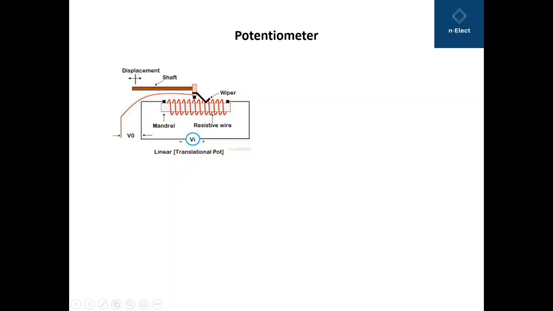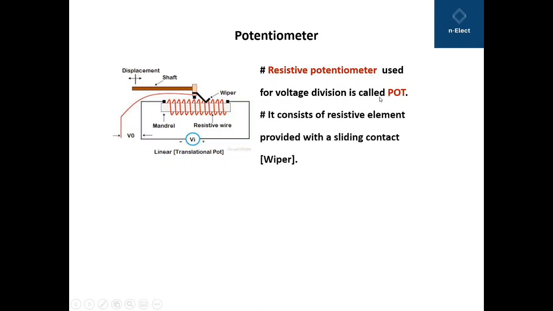Potentiometers are also called pots. Resistive potentiometers are used for voltage division, so they are called pots. It consists of a resistive element provided with a sliding contact. So this is the resistive element here, which is wound on a mandrel or a former, and the wiper or sliding contact is this, which can move this way or this way throughout. This is called a wiper.